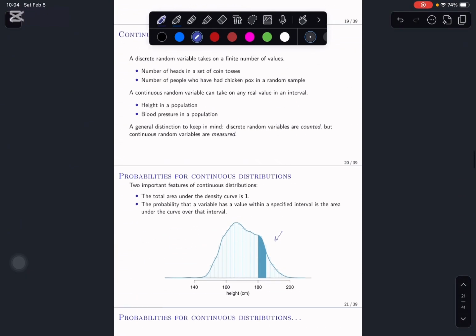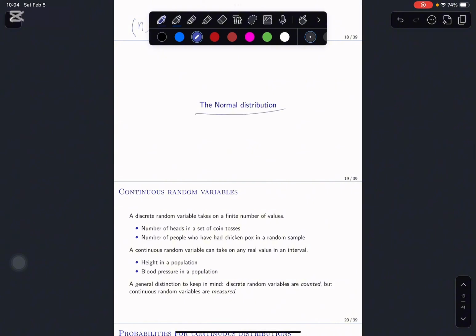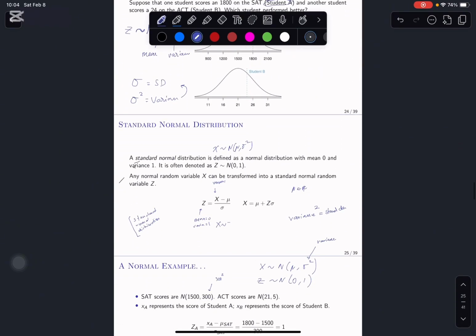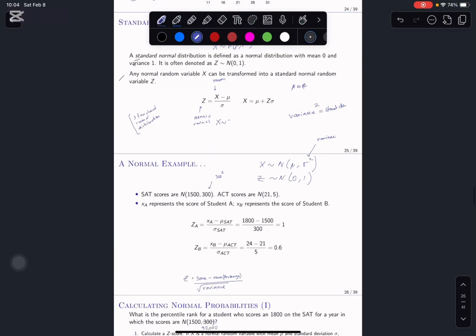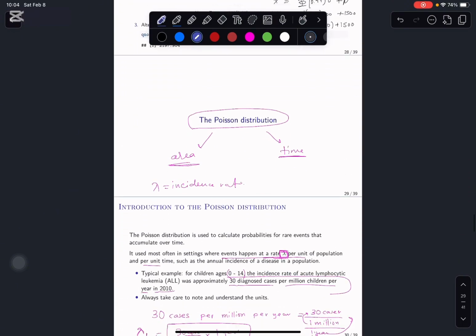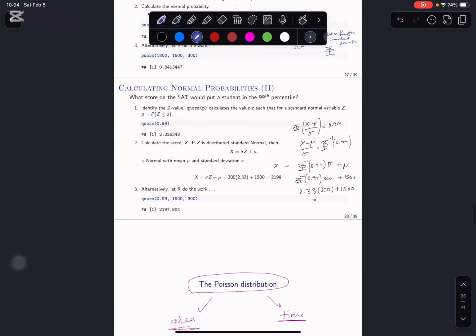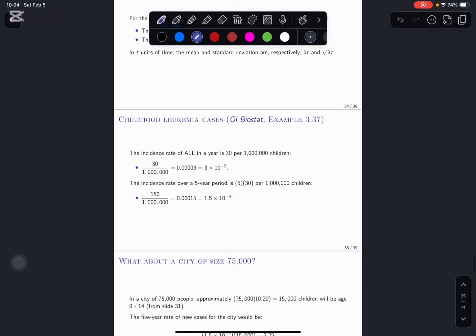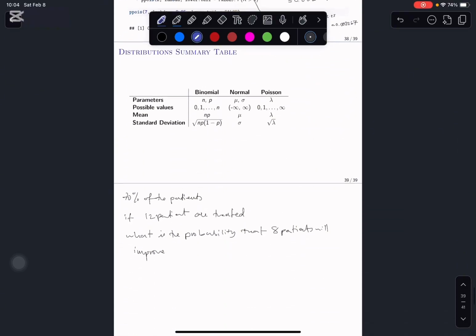Same thing for the normal distribution. What are the parameters of the normal distribution? It's the mean and the variance. These are the two parameters. How do you calculate the mean? Who is the mean? The standard deviation is the standard deviation, and it's already given. Right? Same thing here for the Poisson distribution.